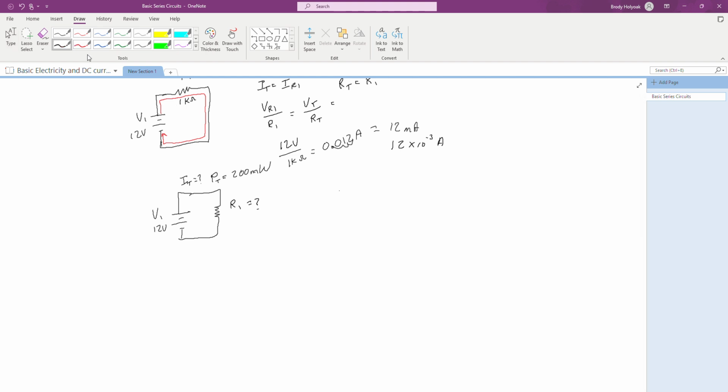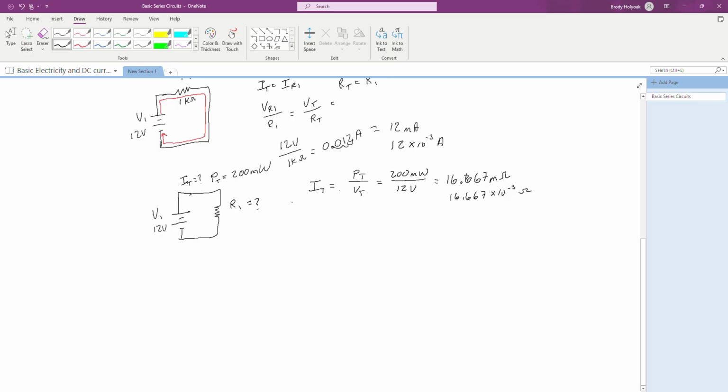So we'll get back down to here, and we will calculate our value. So my current total, I total, is going to be equal to my power total divided by my voltage total. So power was 200 milliwatts. My voltage total was 12 volts. So I plug that into my calculator, and I get an answer of 16.667 milliohms, or 16.667 times 10 to the negative third ohms.